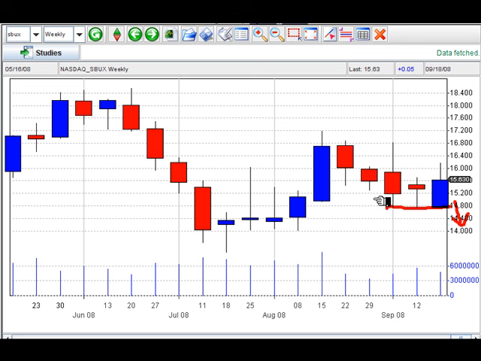I think we could see 1, 2, 3, 4, 5, 6. I would measure it from here to here, which is 1720, down to 1480, which is 240. So we're looking at probably the 19 to 20 level on the upside.